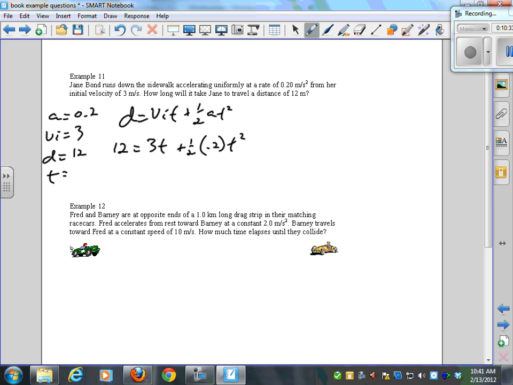Now, what happens when you've got a t and a t squared? You curse me, because now we're going to have to do what? Quadratic formula. Let's just erase that. So I'm going to take everything to the right-hand side.